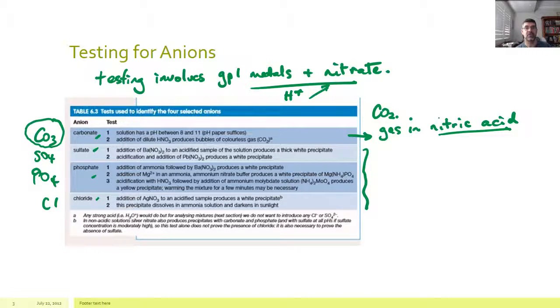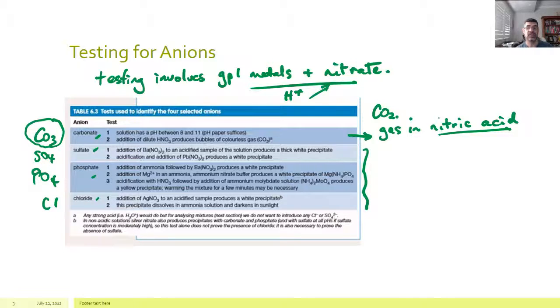Now, one of the things to keep in mind as we're going through this is a lot of the time your tests are going to be elimination tests. How do we eliminate these from a potential solution in terms of being able to identify? So if I just give you something and it looks like water and it has a salt in there, and I want you to identify what the anions are, then these are the tests and these are the sequences that you need to go through in order to identify them.